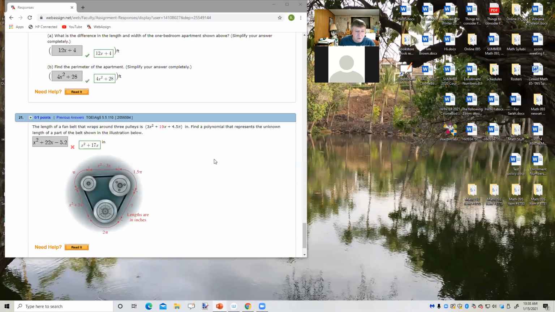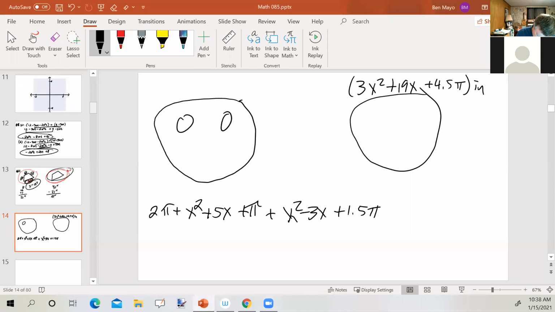Now, I also know that the whole thing is 3x squared plus 19x plus 4.5 pi inches. Now, I realize that everybody probably has different numbers, but the idea is the same. Okay, so now let's go back to my other screen. See, I told you I was a lousy artist. Here, we'll put these little circles in there.